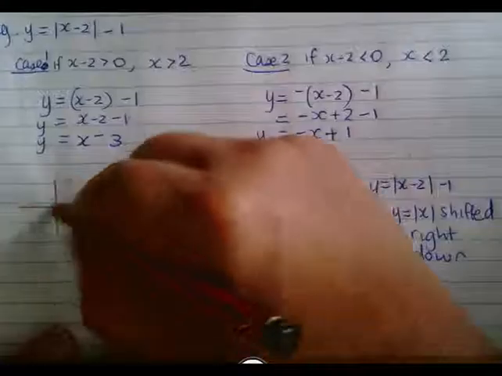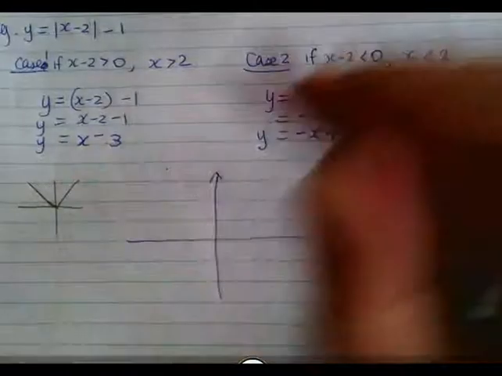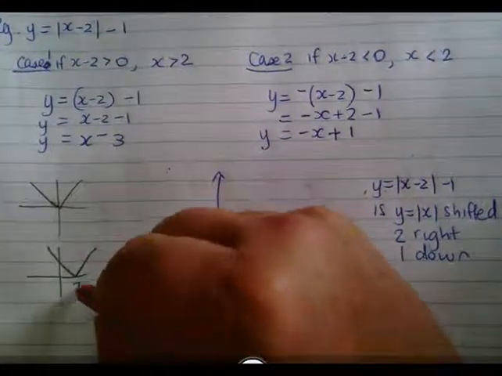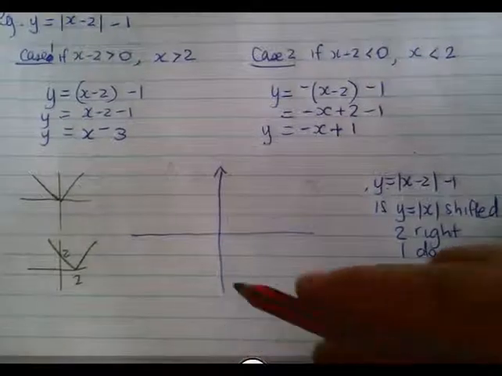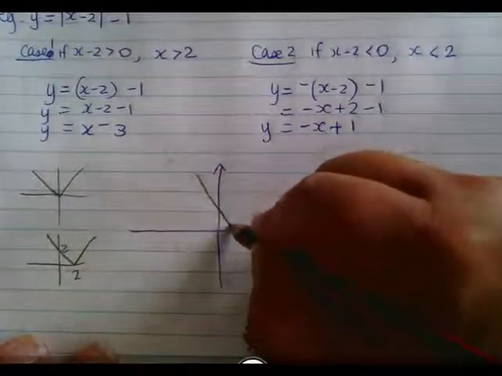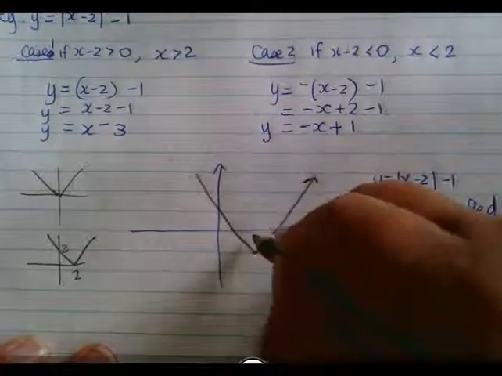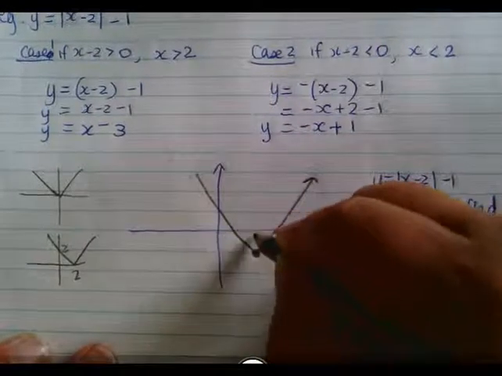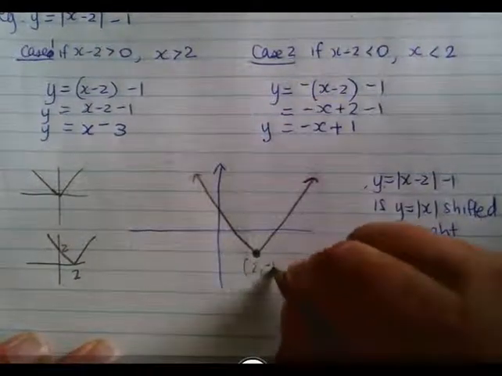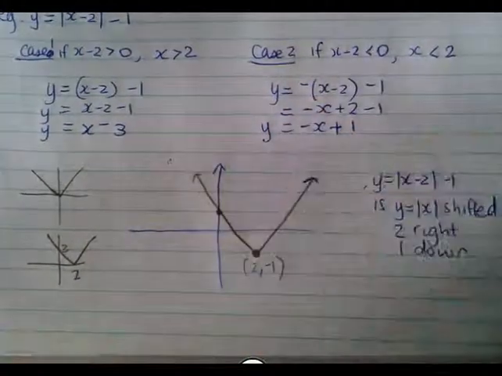I better draw it a bit better. It starts like that. That's absolute value of x. Then it's going to be shifted 2 to the right, where that's 2 and that's 2. And then we're going to shift it 1 down. So it's going to look like this. So what would this point be if you've shifted 2 right, 1 down? What is this vertex, girls? 2, -1. Beautiful. Be careful with this.